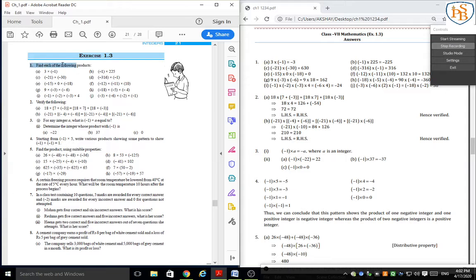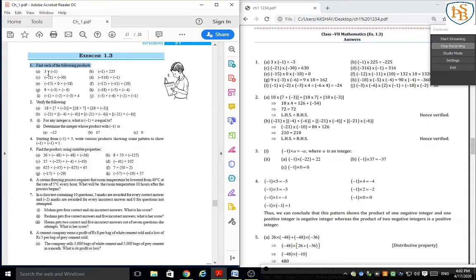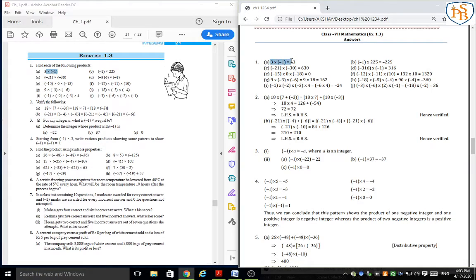Question number 1, find each of the following products. There are 10 multiplication sums. We have to multiply them by using the multiplication rule. The first one, 3 into negative 1. 3 ones are 3, 3 carries a positive sign, 1 carries a negative sign, both are opposite signs, so the answer will be negative 3. So 3 into negative 1 is equal to negative 3.